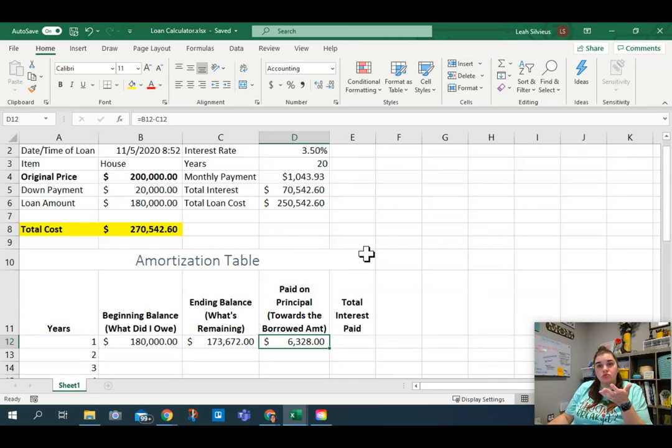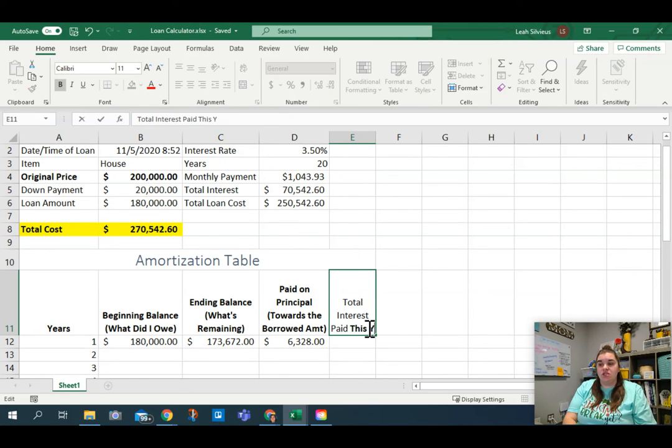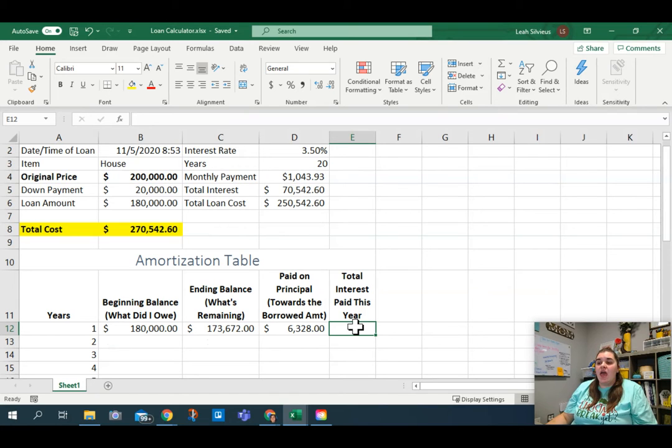When you pay a loan, remember that part of this monthly payment goes towards principal right here, and part of it goes towards interest. So we want to see what have we paid for the year for interest, right? So total interest paid, I'm going to put this year, okay? And I want to figure out how much did I pay. So let's think about it.